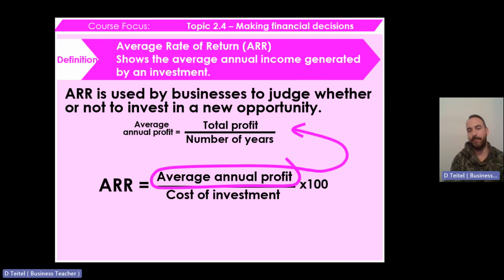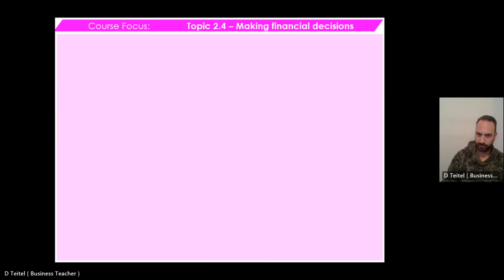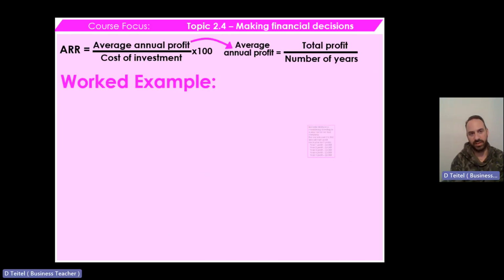If you are having to calculate both of them in an exam question, it'd be 4 marks. So you'd be getting 2 marks for each of those. In many cases, they may give you the average annual profit, and then you've got to work out the ARR and go from there. So let's do another worked example here.